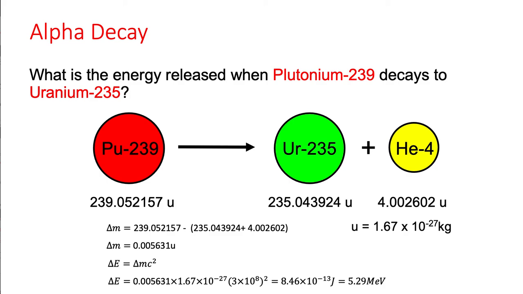Small point, I've converted my units here into mega electron volts, so why not take a second to compare your values to mine and see if those work out, and please do let me know if I've made any mistakes. This is for alpha decay, and this is one process by which energy can be released.